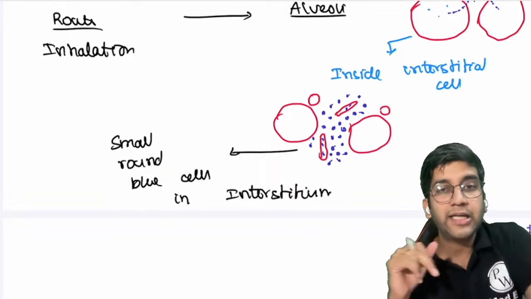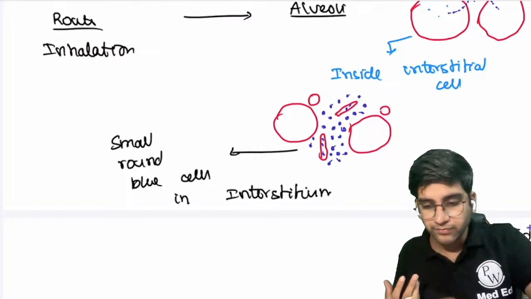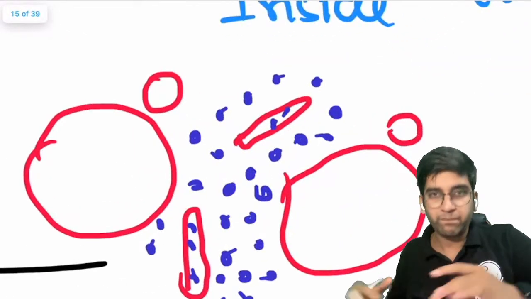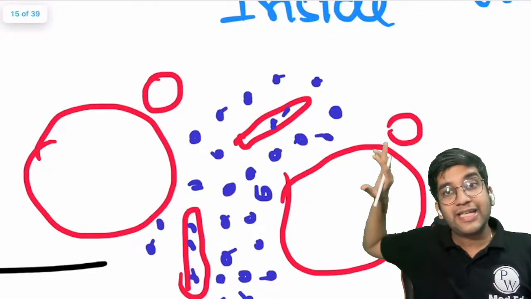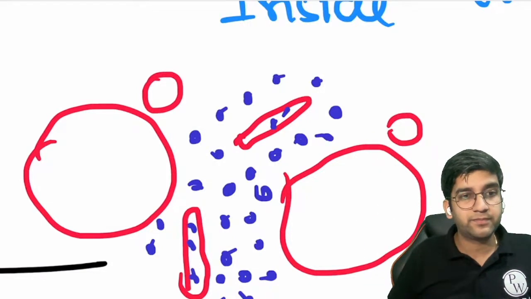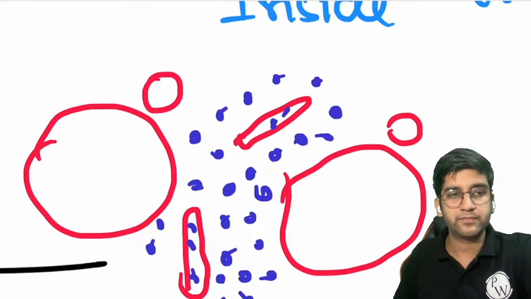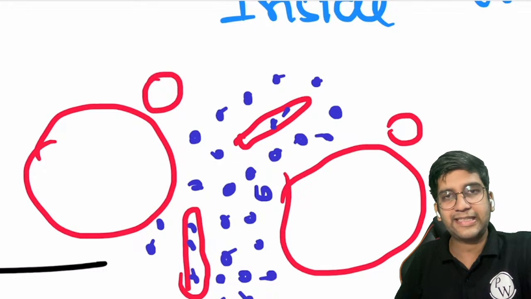Now let's assume the virus is becoming more and more virulent. I'll just zoom this place. The virus is becoming more and more virulent. Is there a possibility this virus can go and destroy the blood vessel because they are in the interstitium? Just an assumption. Can they not?